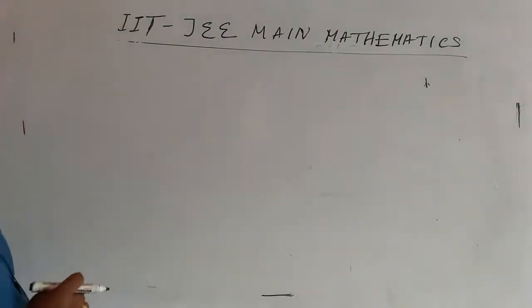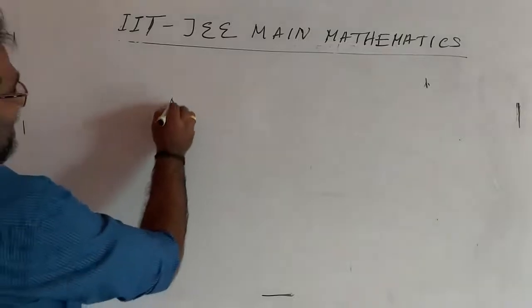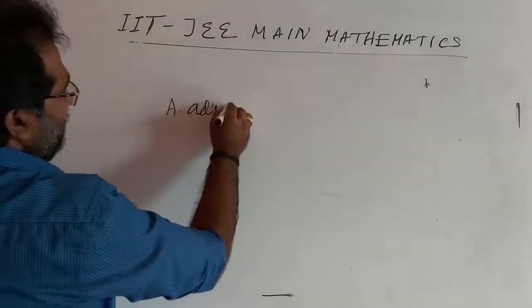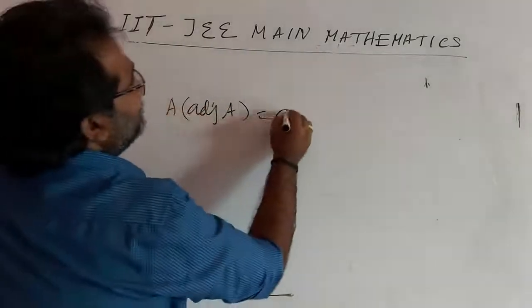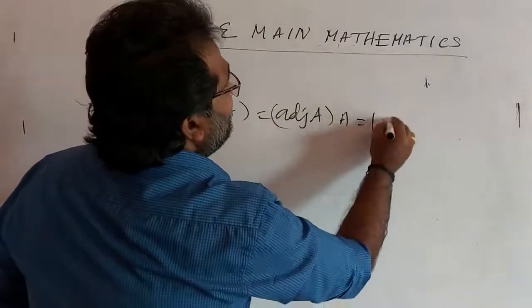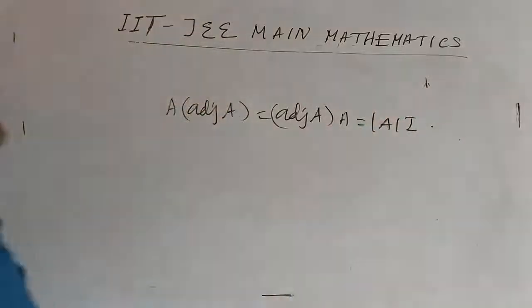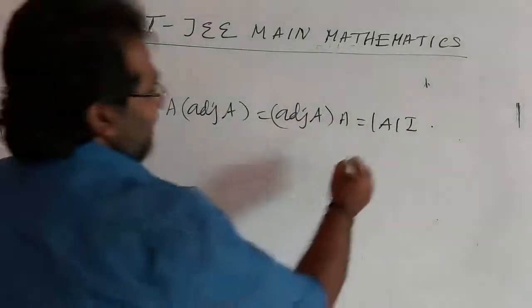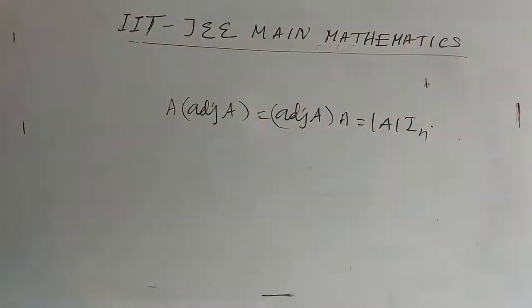For every square matrix of order n, we have A into adjoint of A equal to adjoint of A into A equal to determinant A into I. If A is a square matrix of order n, we have determinant A into In.